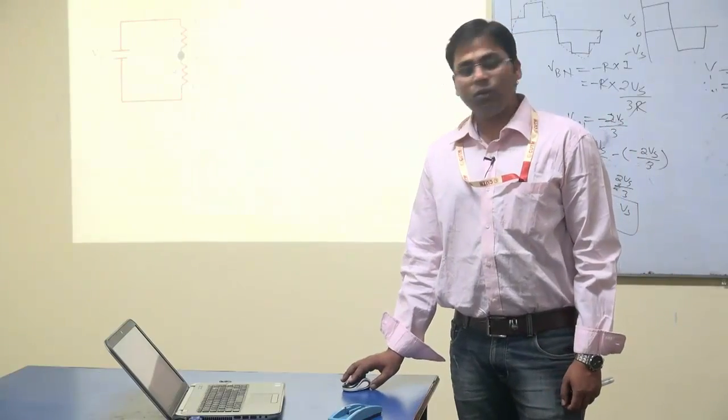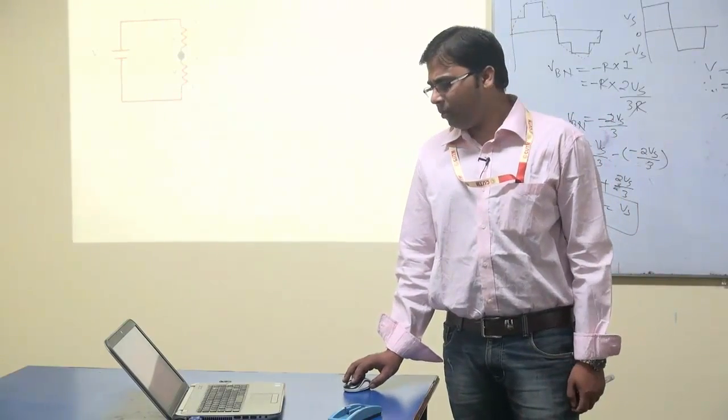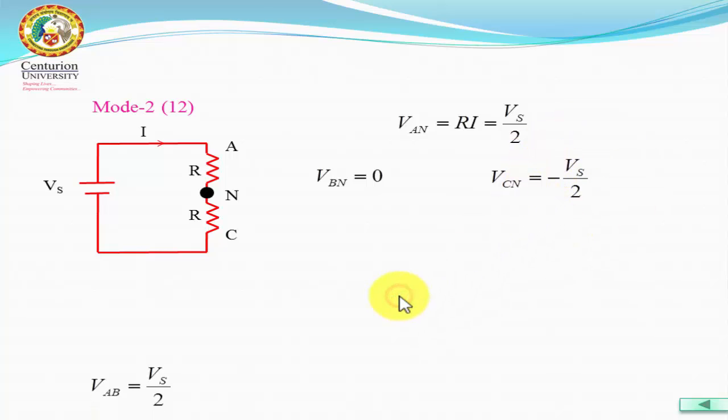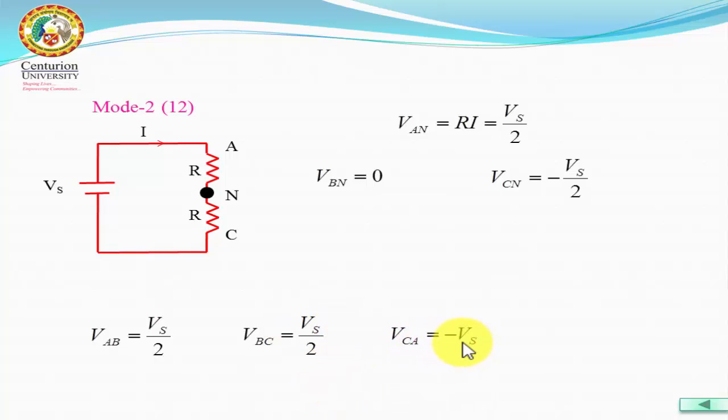So what is the current value now? The current value will remain the same. So we get AN and CN, and BN will be 0. AN will be R into I, so Vs by 2. BN will be 0 and CN will be minus Vs by 2. Similarly, we can find AB: AN minus BN, so Vs by 2 minus 0 gives Vs by 2. Then BC is Vs by 2 and similarly CA is minus Vs.